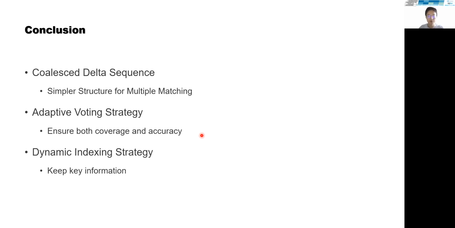Let's make a brief conclusion of our paper. First, we proposed an efficient multiple matching mechanism based on coalesced delta sequences with only one pattern table, which reduced the storage overhead and simplified the pattern recording process. Second, in company with the multiple matching mechanism, we devised an adaptive voting strategy to filter out irrelevant prefetch candidates. Additionally, we propose a novel dynamic indexing strategy to maintain high-frequency portions of metadata and implement the architecture at a storage cost of nearly 1.79 kilobytes.